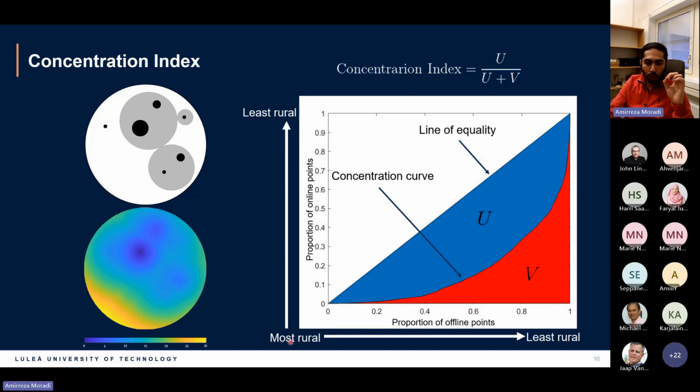each point from most rural to least rural, then we create our concentration curve. And after that, by this formula, dividing the area enclosed between the line of equality and the concentration curve, we can measure the concentration index. That means if this curve gets closer to the line of equality, the fairness also increases. And once the curve overlaps the line of equality, the fairness is total, and it's 0.